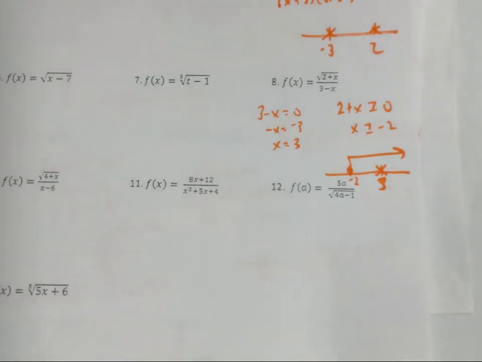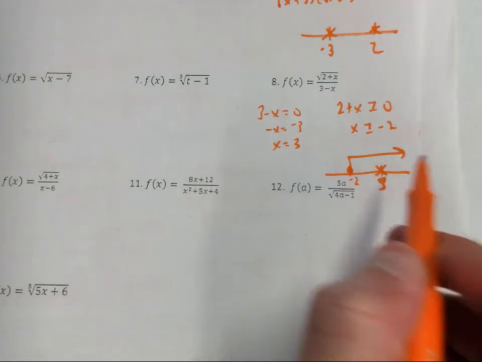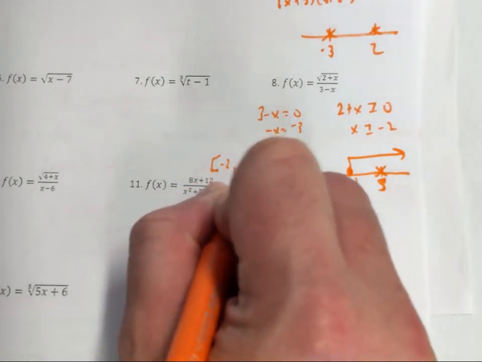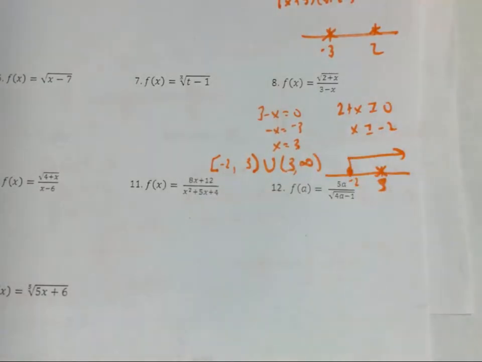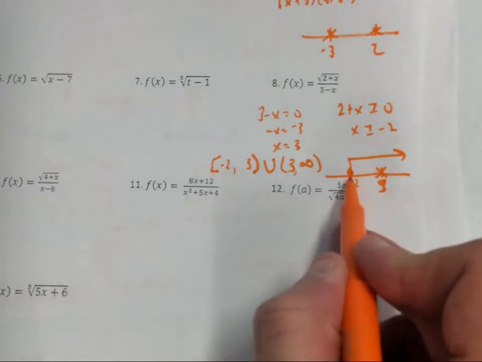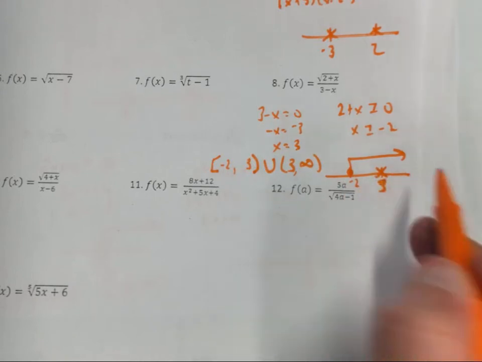Now, how many areas would you have to write here? 2. This one and this one. So it would be what around negative 2? 2, 3. What goes around 3? Union 3, 2. Because 3 is a no-no. You start at that stone wall right here. Write this set and then that set.